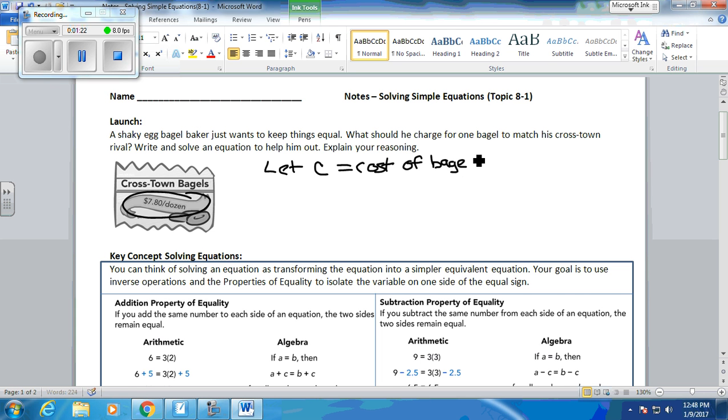My equation: I know that if I have 12 bagels times the cost of one, that's going to give me the cost for the dozen. So that's my equation, 12C equals $7.80. I divide both sides by the 12, and I will get C equals 65 cents per bagel.